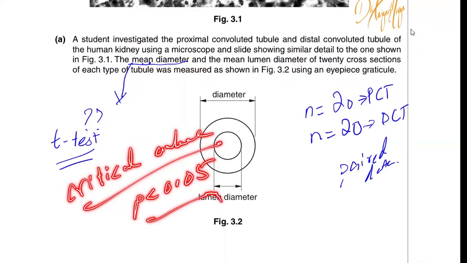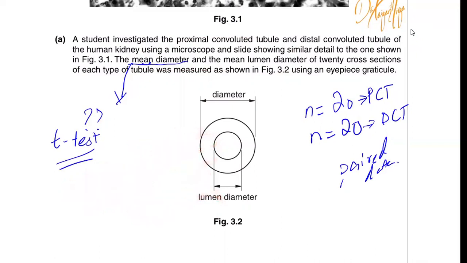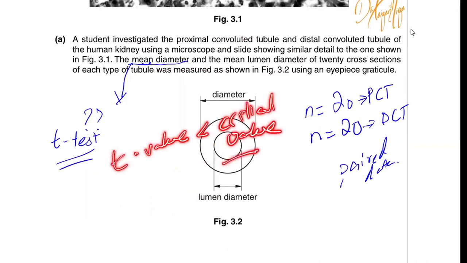If the t value is greater than the critical value, it means that the difference in the mean is significant and it's not due to chance. If your t value, on the other hand, is less than the critical value, in that case, the difference in the mean of the paired set of data is not significant and it's purely due to chance.